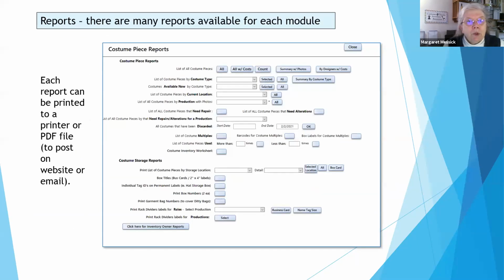Okay. There are reports. There's many available reports for each module. So on the report screen, you have a lot of choices. And all reports can be printed to a printer or to a PDF file. So you can post a report of things on your website. You can email it to someone who wants information. There's a lot of choices.